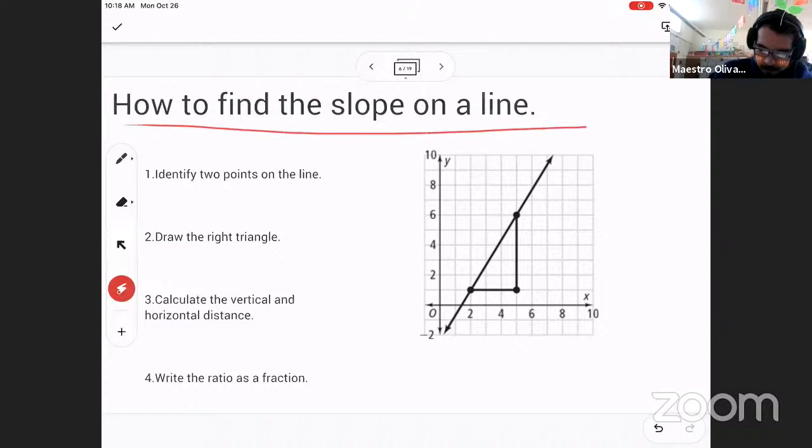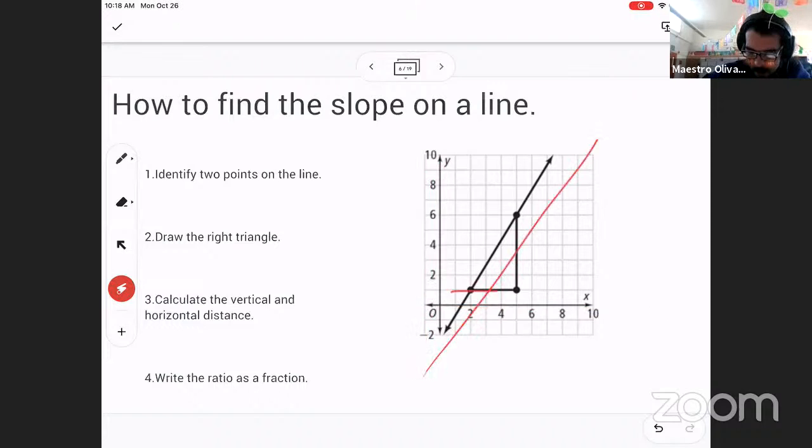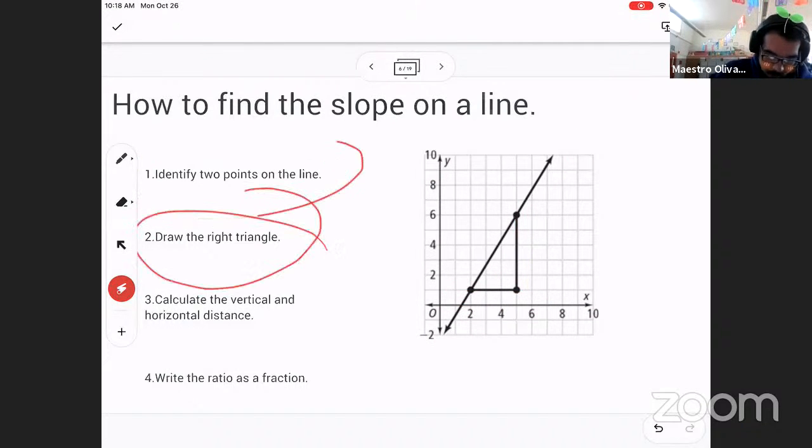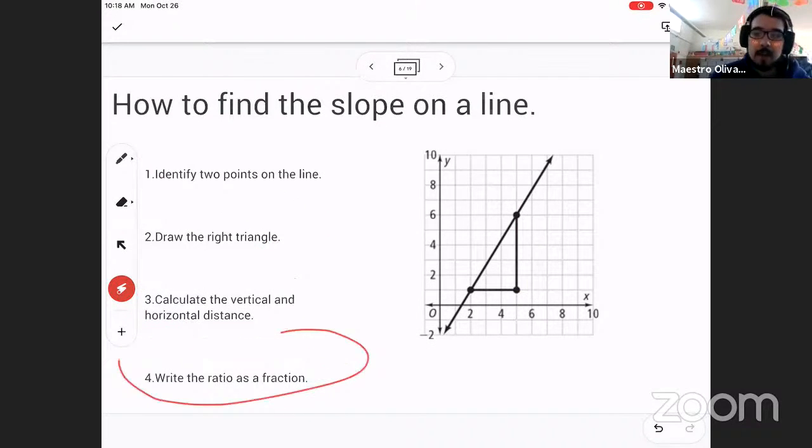Write the title. Try to draw this little picture here. You don't have to graph it perfectly. You just need to have the axes, the line, and this little triangle here. And definitely write out the steps. And we're going to talk about these steps in about 2.5 minutes, okay?